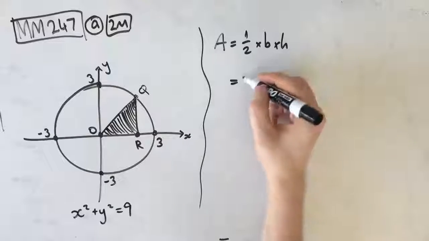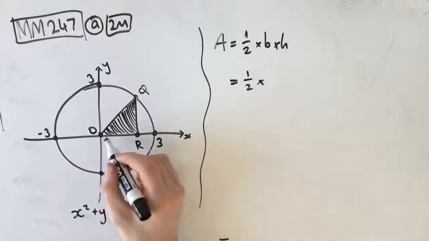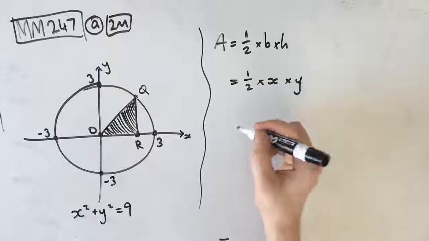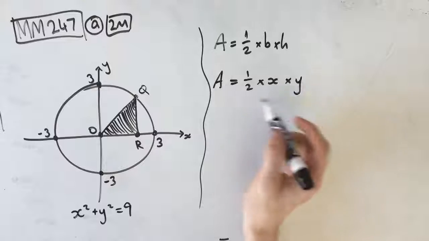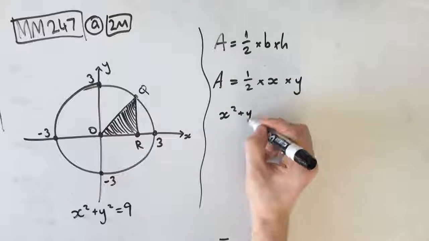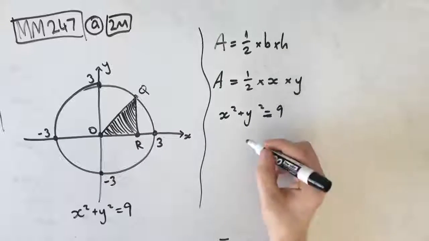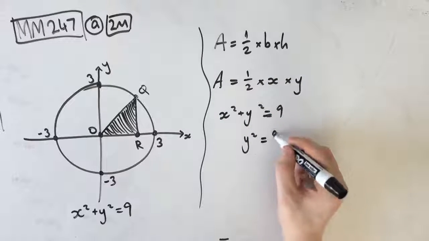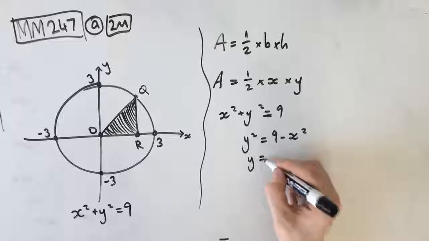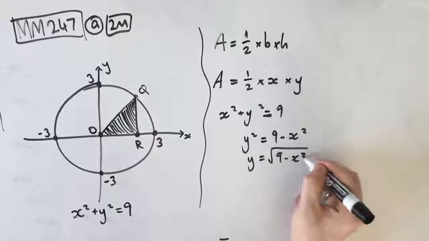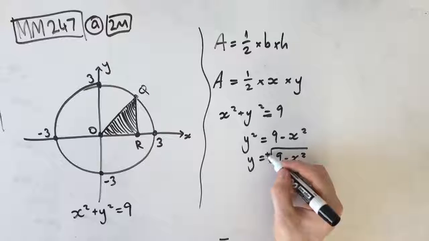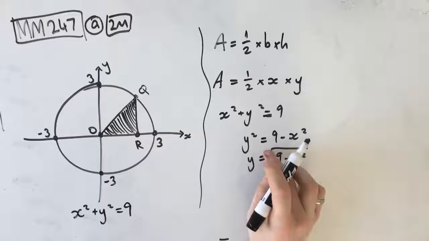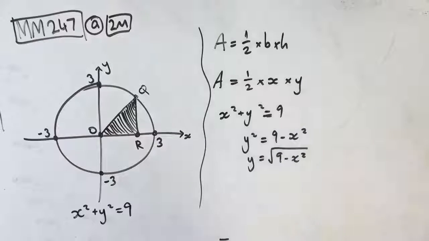But actually, one more step. So our base is simply our x value, and our height is simply our y value, right? But we want our area in terms of x. So we know that x squared plus y squared is equal to 9, and we want to get y in terms of x. So y squared equals 9 take x squared, which means that y is equal to the square root of 9 take x squared. Technically we would say that this is plus minus the square root of 9 take x squared, but our triangle is in our positive quadrant, which means that we can take the positive value, so it's just positive.